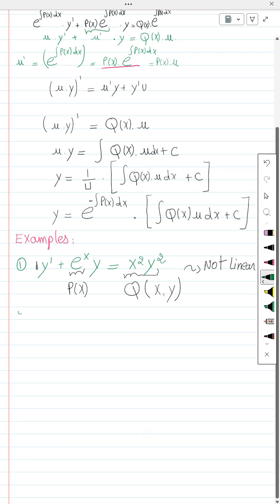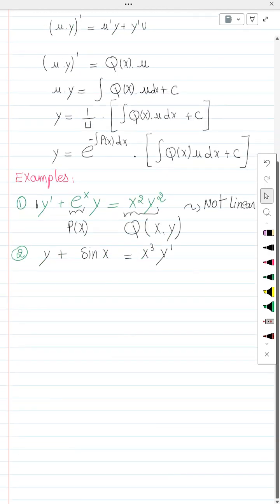And the second example set, we have y plus sine x is equal to x to the power of 3 y prime. As you can see here, the coefficient of y prime is x to the power of 3, so we need to make it as 1. So we need to divide by x to the power of 3, and we are obtaining 1 over x to the power of 3 y plus sine x over x to the power of 3 is going to be y prime.